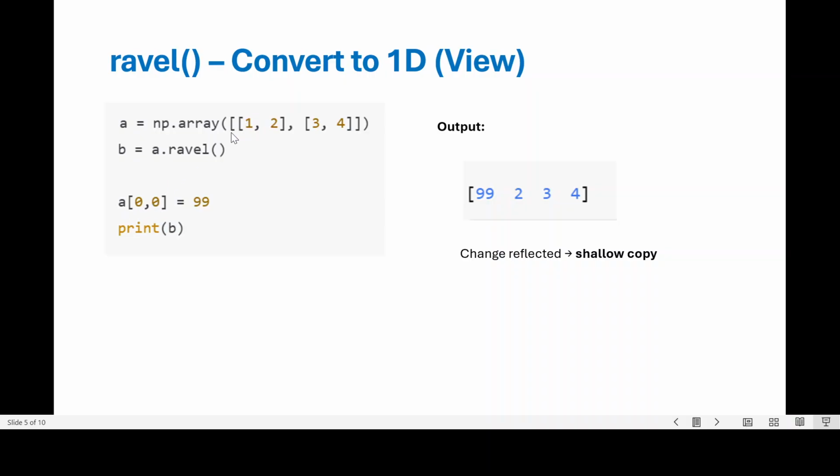That is the first value; instead of 1, I am replacing it with 9. Then I am printing b. Since b shares the same memory as a, this change is automatically reflected in b. So this was a shallow copy. One important point to note here is that the ravel function performs a shallow copy or view. Therefore, modifications made to the original array are reflected in the raveled array.